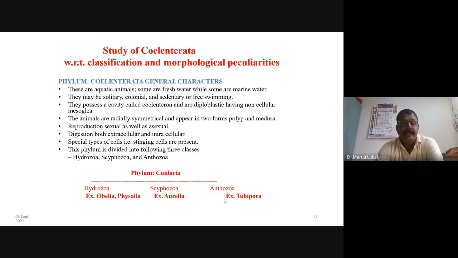Digestion of coelenterates is of both types, extracellular digestion as well as intracellular digestion. Special types of cells, that is, stinging cells, are present in coelenterate animals. This phylum, as I have already told, is again divided into three classes: Hydrozoa, Scyphozoa, and Anthozoa. In Hydrozoa, we will see Obelia and Physalia. In Scyphozoa, we will see Aurelia, and in Anthozoa, we will see Tubipora.